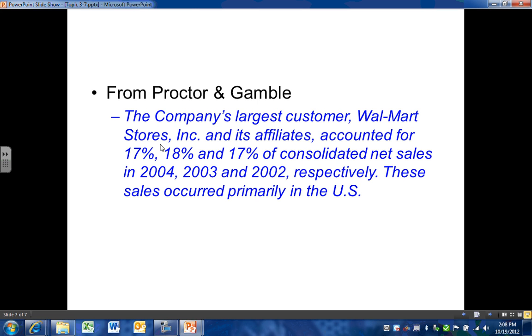Obviously, if there were to be a falling out between Walmart and Procter & Gamble, this would have a negative impact on the operations and financial position of the company. So Procter & Gamble is required to disclose this to their users. And those, in general terms, are the types of disclosures that have to be made for segment reporting.